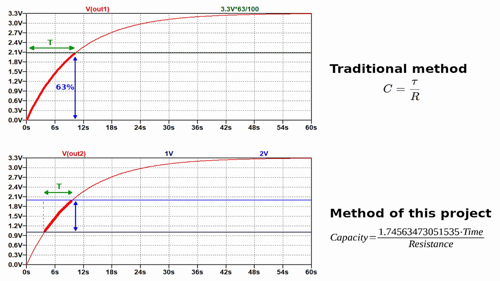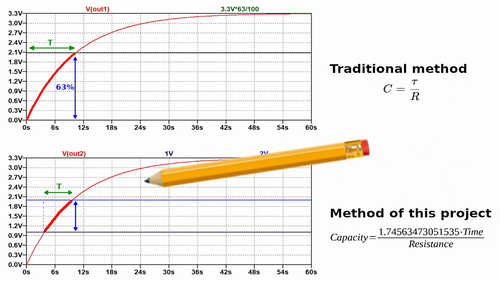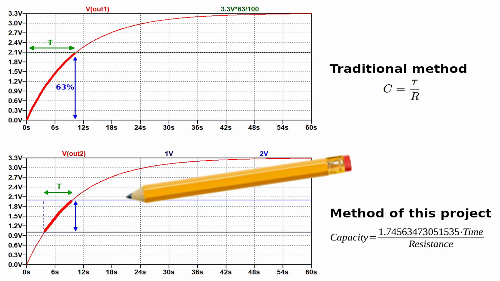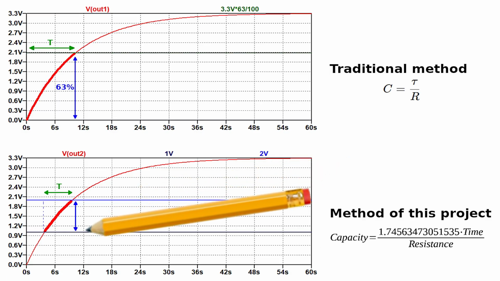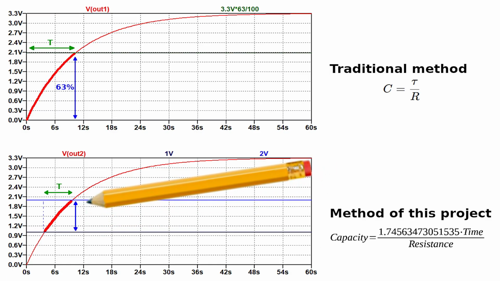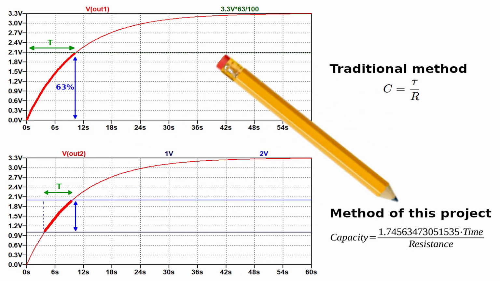However, this project uses a slightly different method, measuring the time it takes for the capacitor to charge from 1 volt to 2 volts. The formula used differs from the classical one and is derived from curve fitting on electronic simulations.